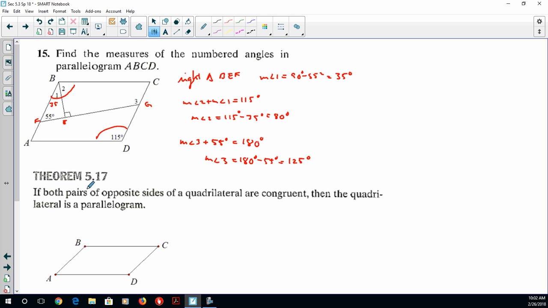Okay, next we're looking at theorem 5.17. If both pairs of opposite sides of a quadrilateral are congruent, then the quadrilateral is a parallelogram. Okay, so this is a corollary to part of 5.15. So we know that BA and CD are congruent, and we know that BC and AD are congruent. I want to show I have a parallelogram. Well, draw a diagonal.